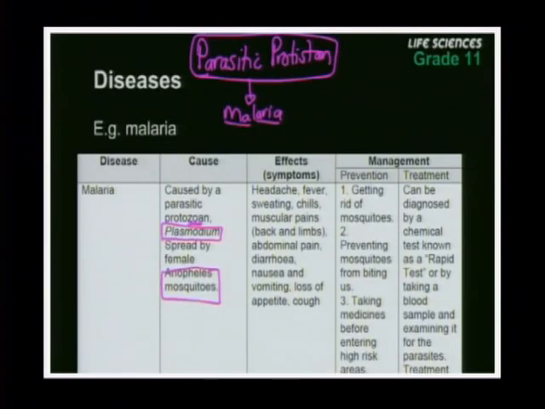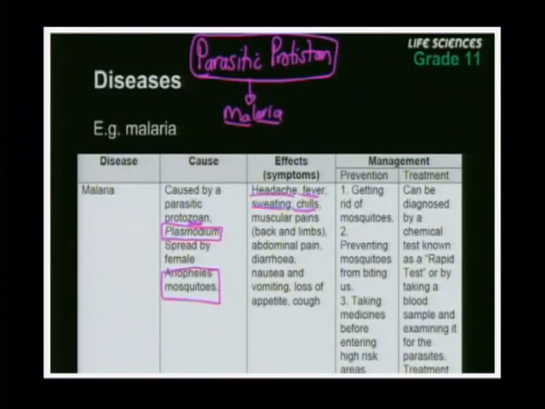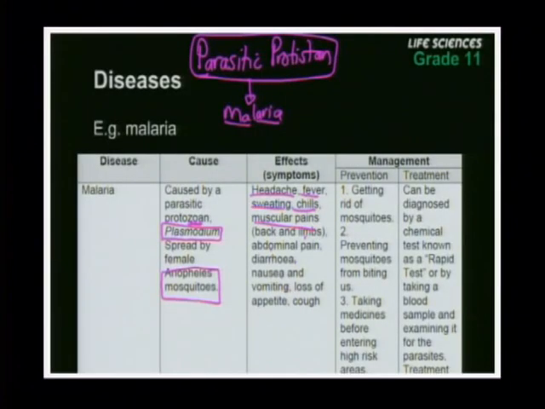What will happen to you if you get malaria? Some of the symptoms that you will encounter include headache, very bad headache, lasting for an extremely long period of time. You will have fever, sweating, and chills, but these come in cycles, and we'll look at why in a moment. Muscle pains in your back and limbs, abdominal pains, which is a really bad stomach ache. You will have diarrhea, nausea, vomiting, loss of appetite, and sometimes even a cough. So there's quite a long list of symptoms.